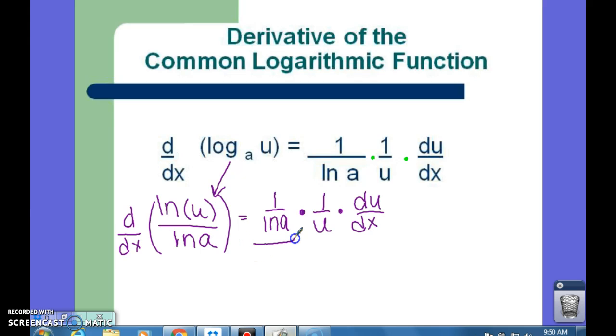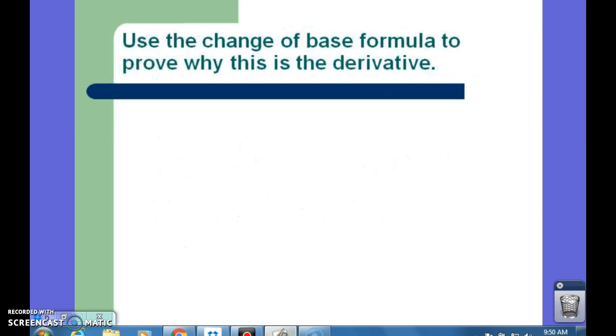And if you think about it, this right here is just a number. That's not a function. This is a function, and this is a function, but 1 over the natural log of A is a number. Okay, so I kind of jumped the gun and said use the change of base formula and prove it. Well, I just proved it to you on that same screen, and I like proving it on the same screen because you can see it much better.